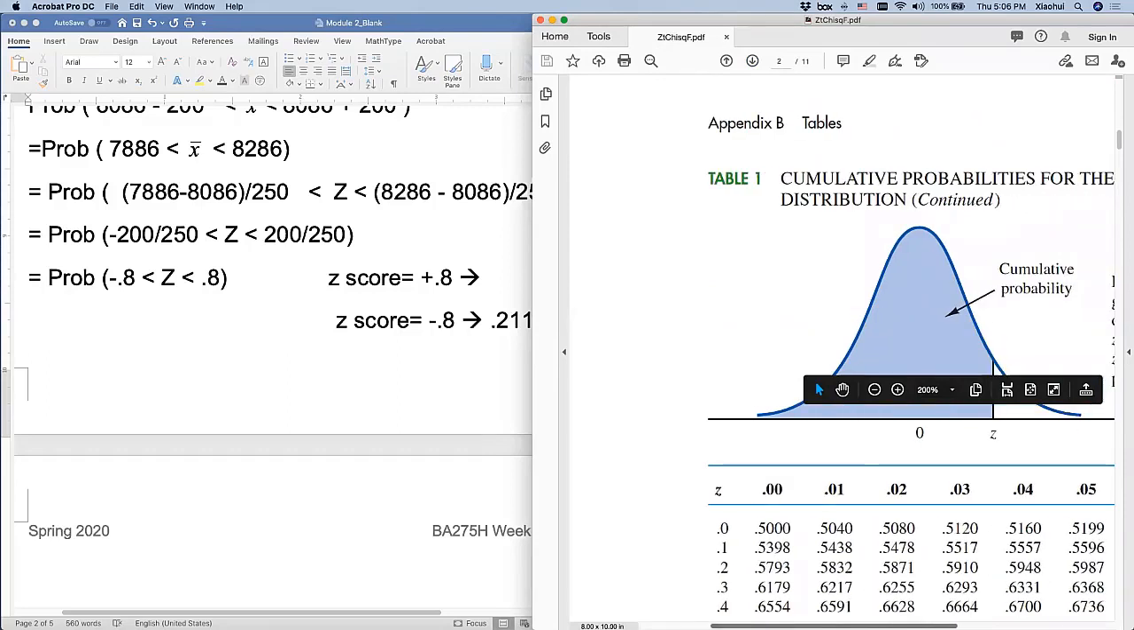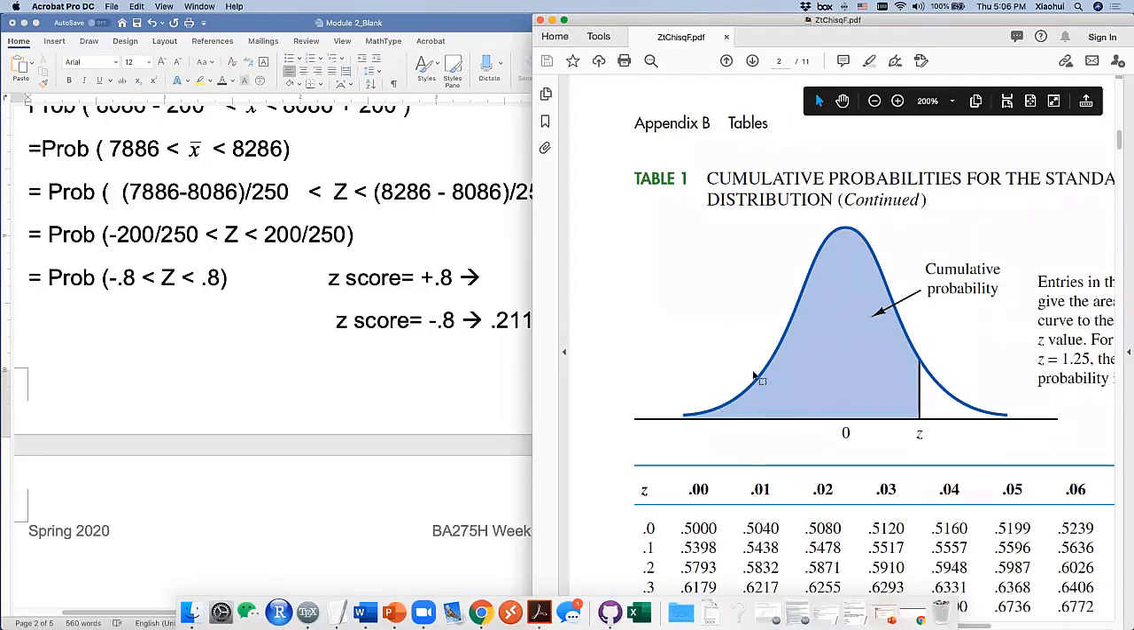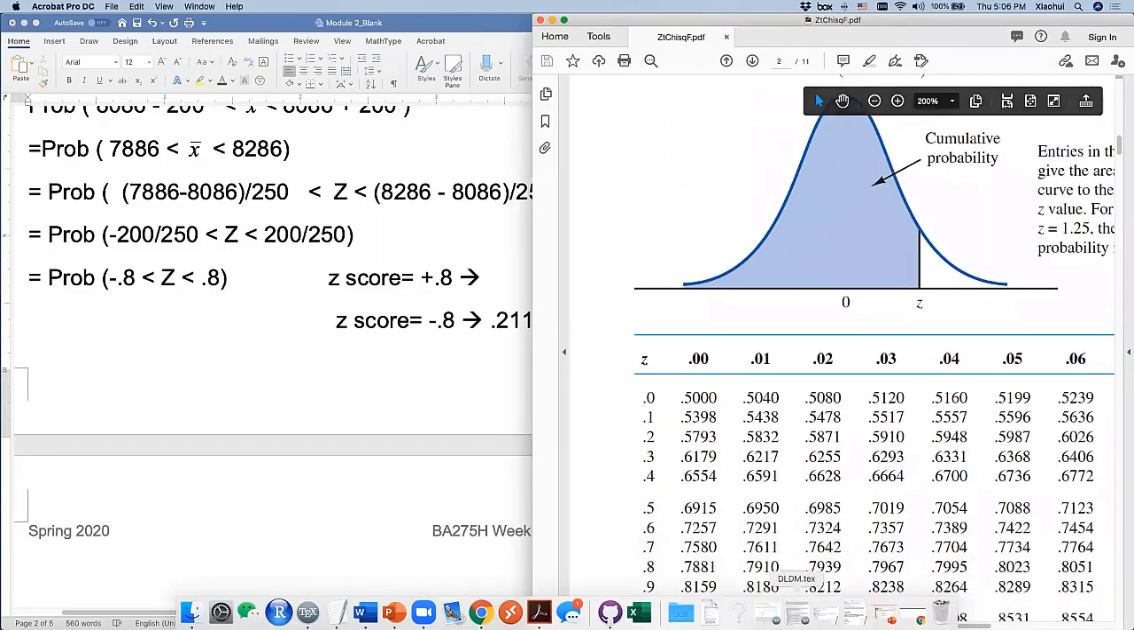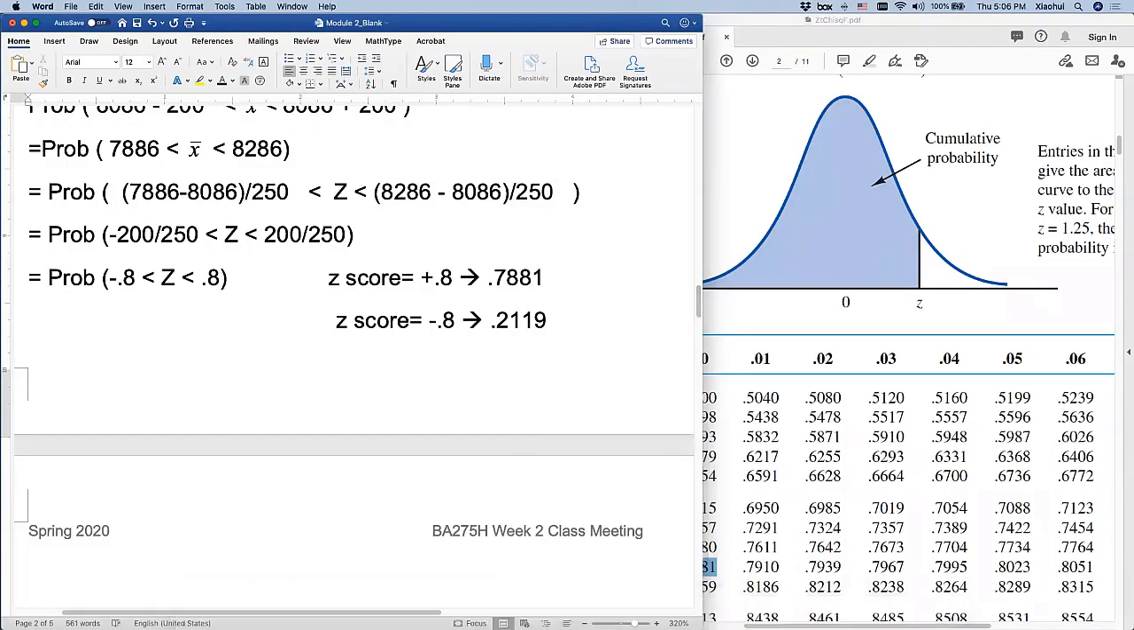Positive 0.8, again, you can see the area is always to the left. Positive 0.8 is right here. So I'm going to write down here 0.7881. Okay, give me a sec. Great. So I have those two, and as I said, I'm going to use the bigger one minus the smaller one. You're going to use this one minus this one.